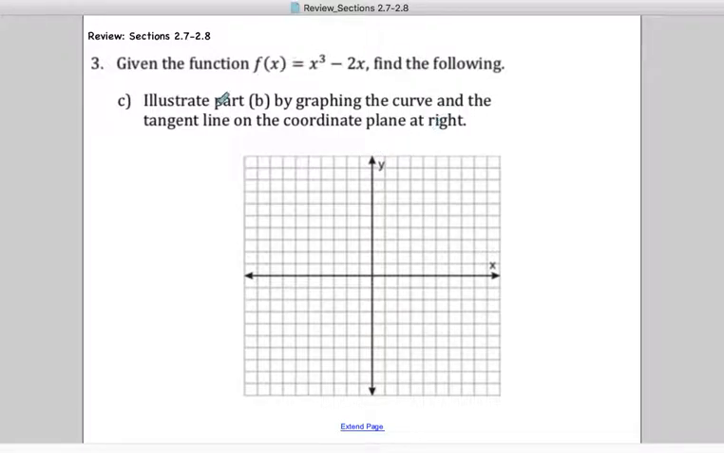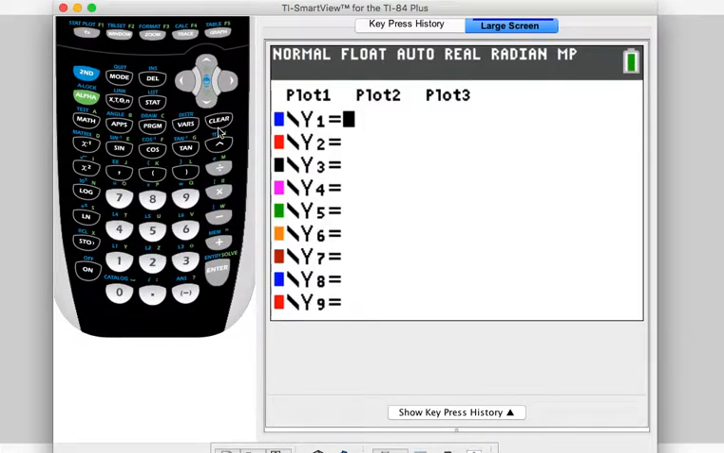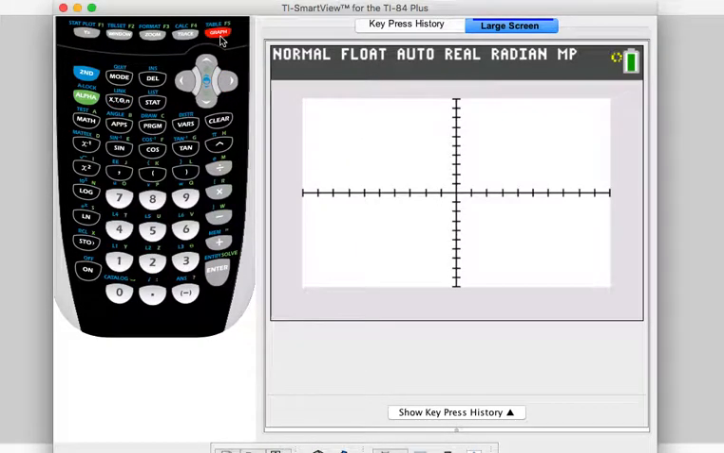Then part C says to illustrate part B by graphing the curve and the tangent line on the coordinate plane at right. So I have it below right now. So I'm going to graph my function. The quickest way probably to graph the function, you can plug in a bunch of points, but you can also graph it on your calculator. So we have x to the third minus 2x. Okay, and if I hit graph on it, this is a standard 10 by 10 window. I'll see that it fits.